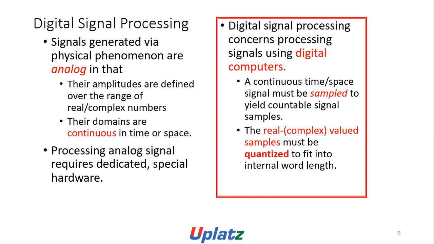Signals generated via physical phenomena are marked in that their amplitudes are defined over a range of real or complex numbers. The domains are continuous in time and space. Processing an analog signal requires dedicated special hardware. Digital signal processing concerns processing signals using digital computers. A continuous time or space signal must be sampled to yield countable samples. The real or complex valued samples must be quantized to fit into a finite word length.